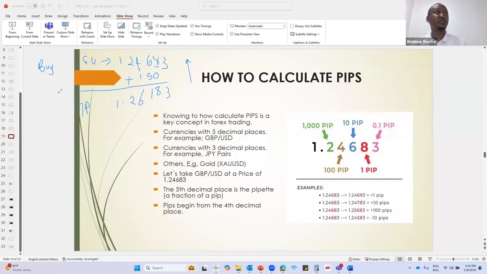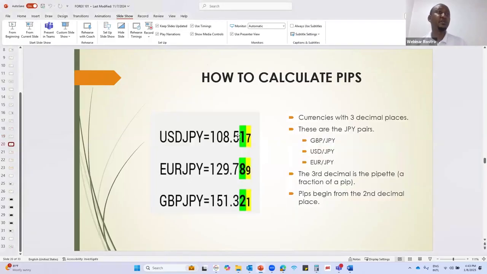So the other category is when we have 3 decimal places. Currencies with 3 decimal places are currencies that are paired with the JPY. So any currency that is paired with the JPY, Japanese yen, has 3 decimal places. So it's just the same stuff. For instance, we have USD JPY. At this given price, it is 108.517. So here we begin counting pips from the second decimal place. The third decimal place is a fraction of a pip, or what we call the points.